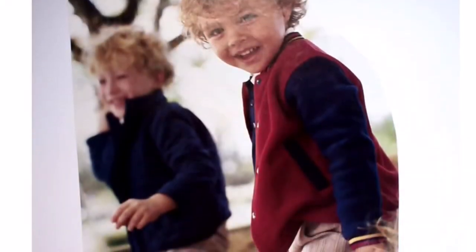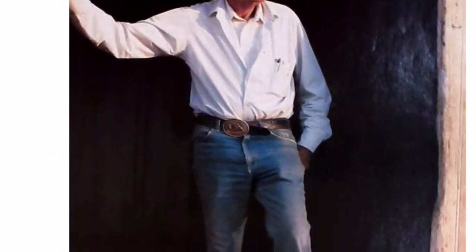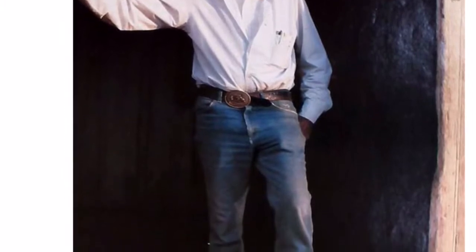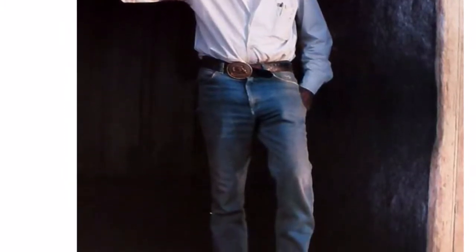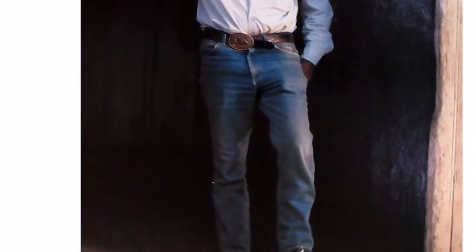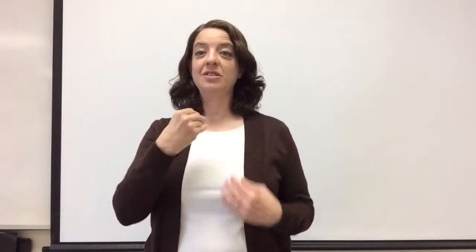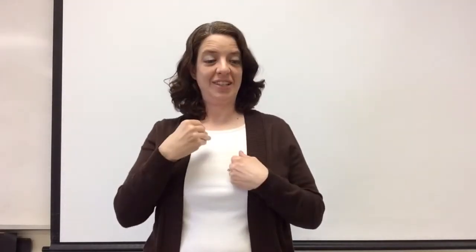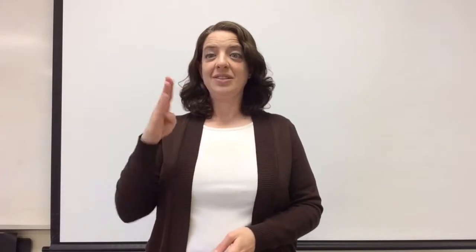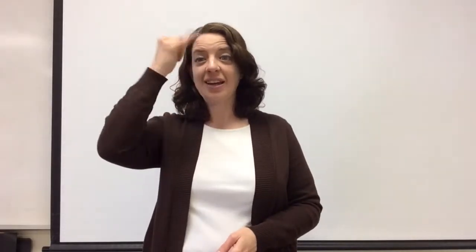So here's the picture again. And now try the next picture. It's an old man. He's wearing a white shirt with a collar and a jacket that's also white. His pants are blue jeans. He's wearing a cowboy hat and boots.